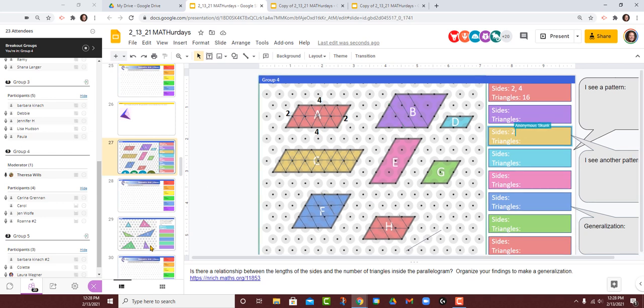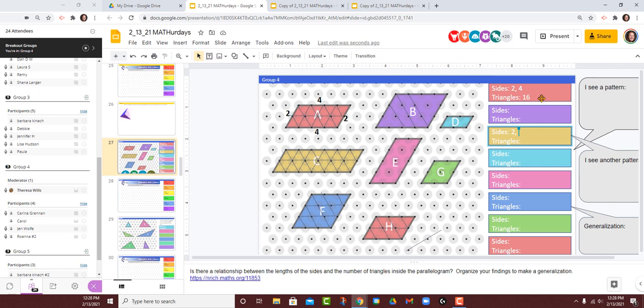Thank you. And as you all are filling out the organization on the side, see if you notice any patterns, any tricks that make it so you can figure these out easily.